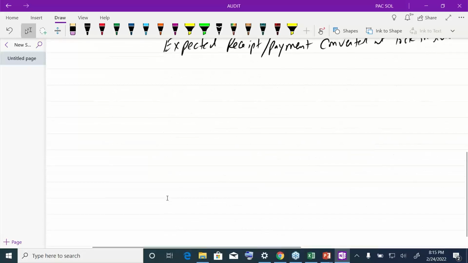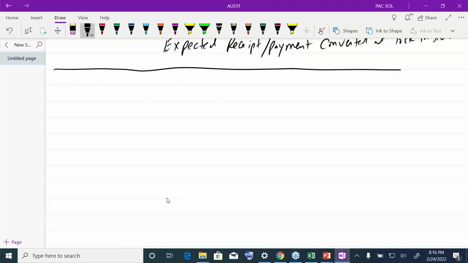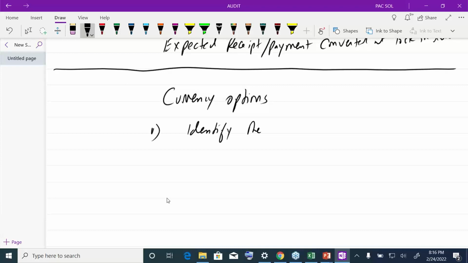Okay, now let's quickly revise the option steps for currency options. Number one step: identify the currency to be hedged. One of the students is asking what the difference is between closing future and lock-in rate. I will explain this while solving the question.